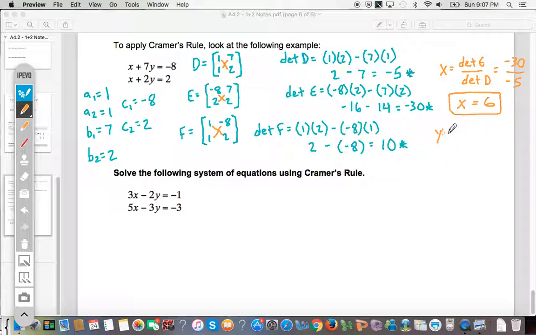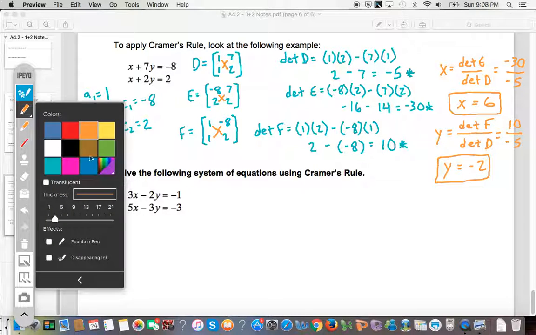Okay, and y equals the determinant of F divided by the determinant of D, which equals 10 divided by -5. So y equals -2. So we used Cramer's rule and found that x equals 6, y equals -2. If we were to use substitution, we get the same answer. If we were to use elimination, we get the same answer. And if we were to graph these, we'd see that they cross at the intersection point 6, -2.